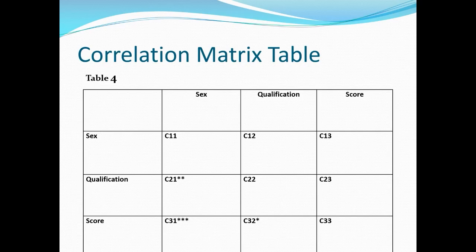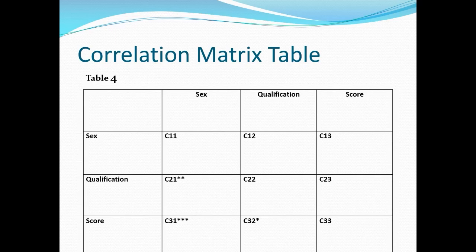Also, down to C31, which has three stars, it means that at the 1% level of probability there is a positive relationship between score and sex. In other words, it is highly significant. Three stars means it is highly significant. Two stars means it is significant. One star means it is just significant. But all of them are positive and they show high probabilities.